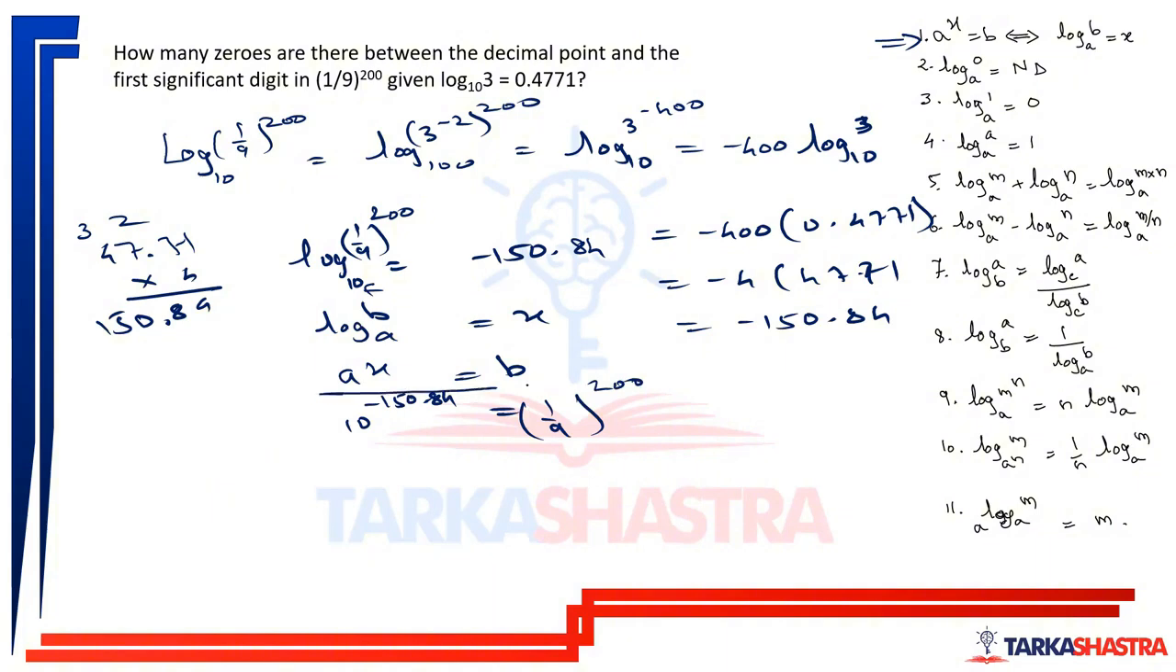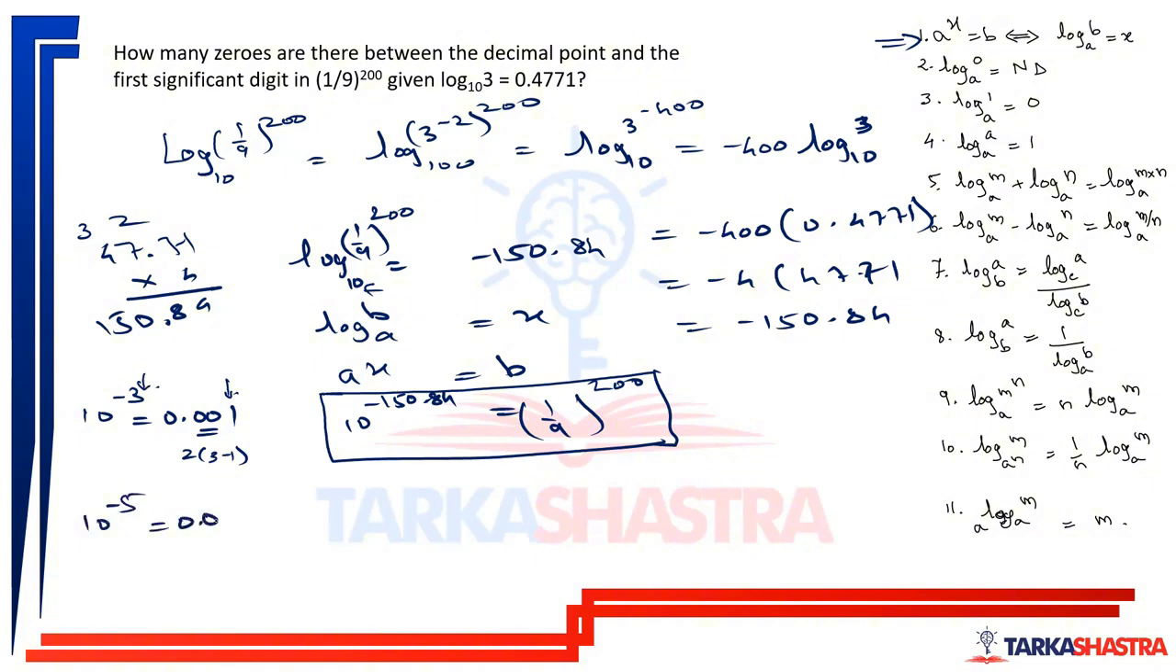Means how many zeros are there between the decimal point and the first significant digit? Let us try to find that out. If it is 10 to the power minus 3, how do we write it? 0.001. So number of zeros before the first significant digit is 2. What is this 2? It is 3 minus 1. Let us say if I have 10 to the power minus 5, it will be 0.00001. Okay.